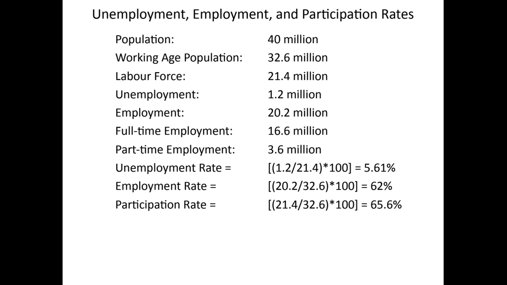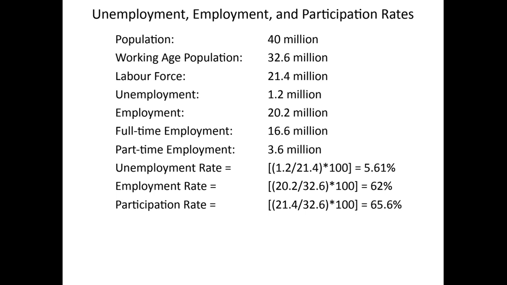Once you have this data, this is the formula that we use to calculate the unemployment rate. Unemployment rate is equal to the number of persons or workers unemployed who are in the labor force. That is basically 1.2 million workers. They are unemployed because they are actively looking for work. And we divide this by the labor force. So what percentage of the labor force is unemployed? This is what we call the unemployment rate.